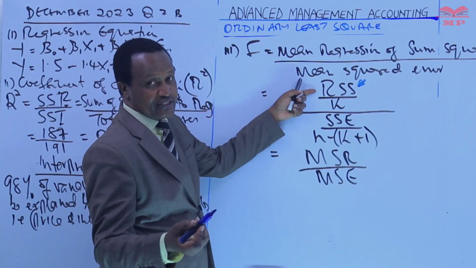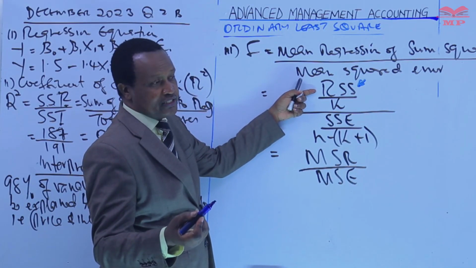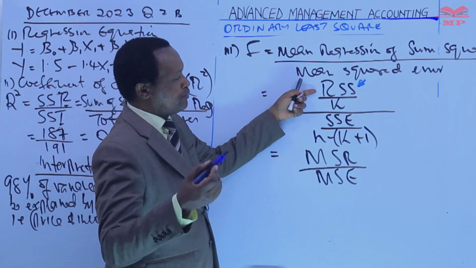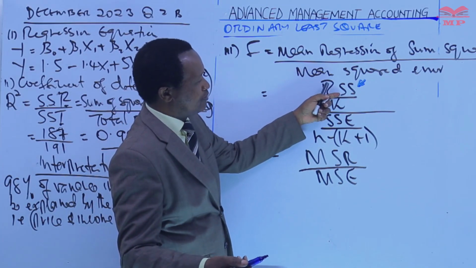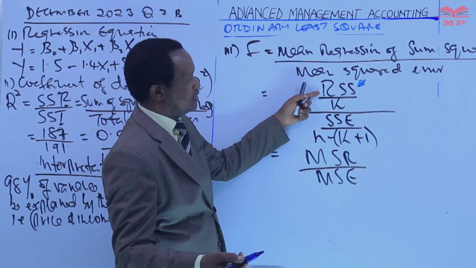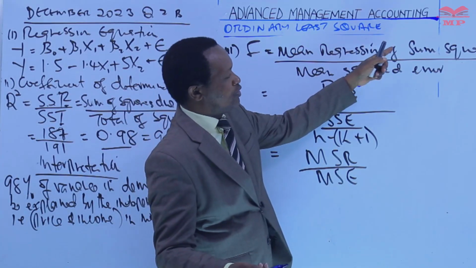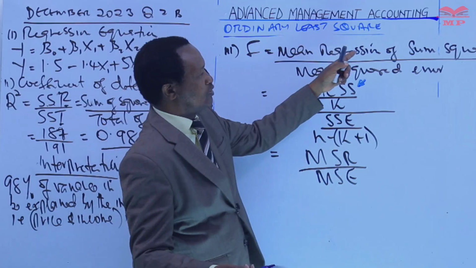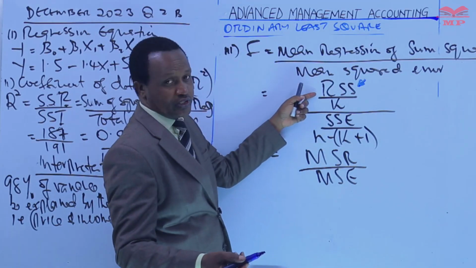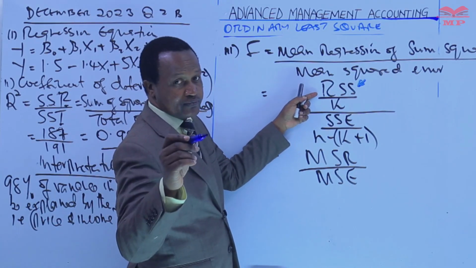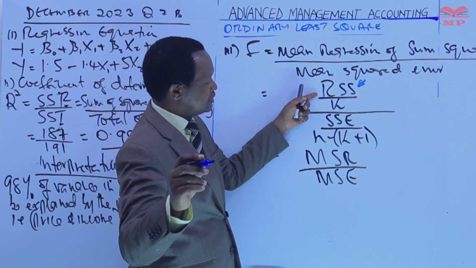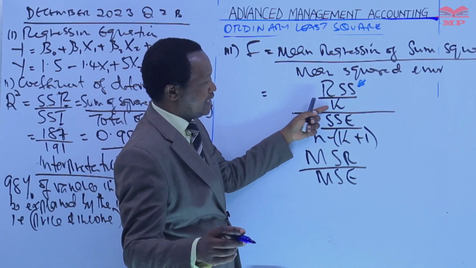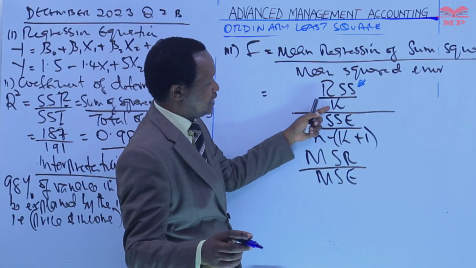RSS is regression sum of squares. Mean regression sum of squares. Alright? Regression sum of squares, and K, we are dividing this by K.